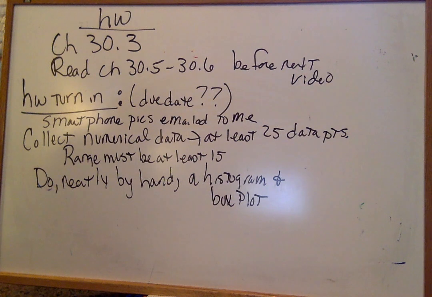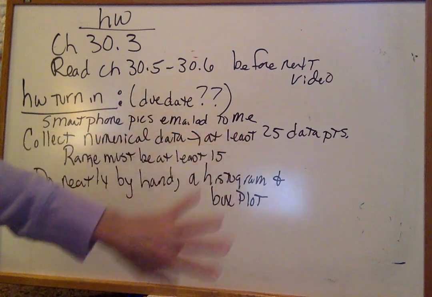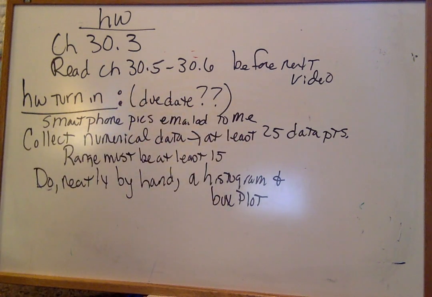It's kind of similar to the categorical data homework, that you're going to collect data all on your own somewhere in your life. You're going to collect numerical data. You do have to have at least 25 data points. Don't collect too much data, because remember, you're going to have to be putting this data in order. So keep that in mind. 25 data points probably is very manageable.